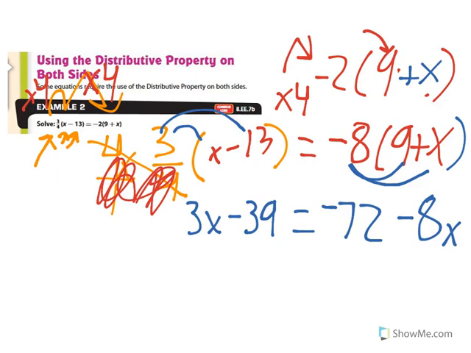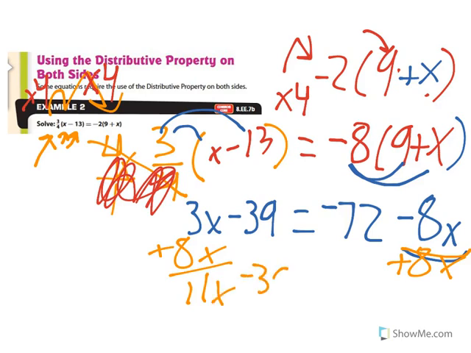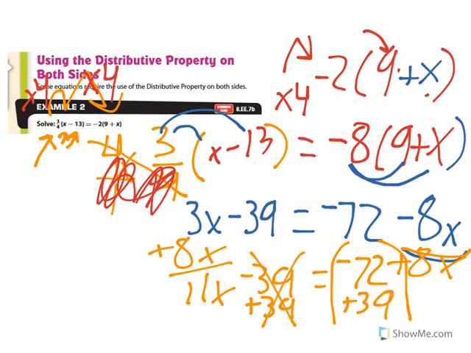Now I need to combine like terms and solve for my variable. So again, I'm trying to think of where my variable is going to be positive. If I add 8x on that side, it's going to bring it more positive on the other side, which is better to use. So I have 11x on this side minus 39 equals negative 72. So now I want to get rid of that negative 39. I do the opposite. So that cancels this out, and over here now I have negative 72 and 39.